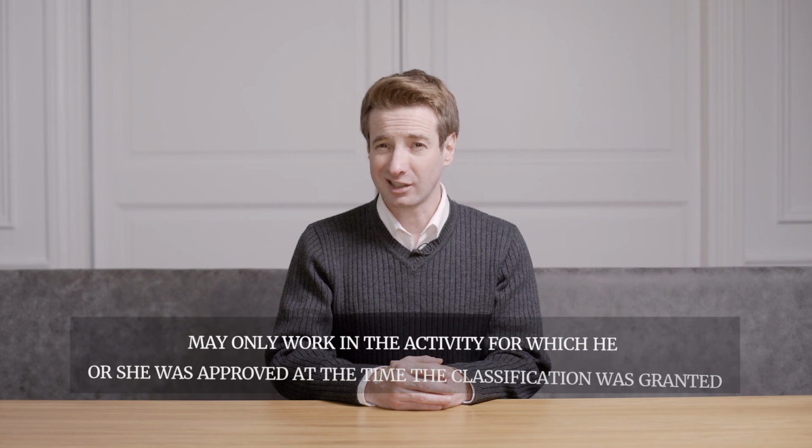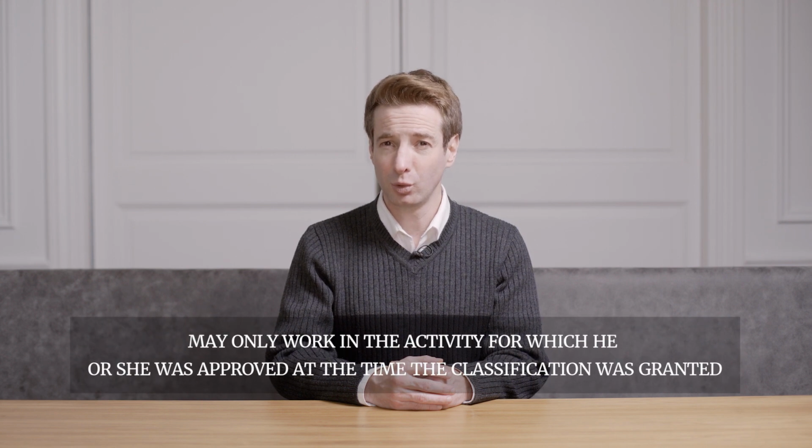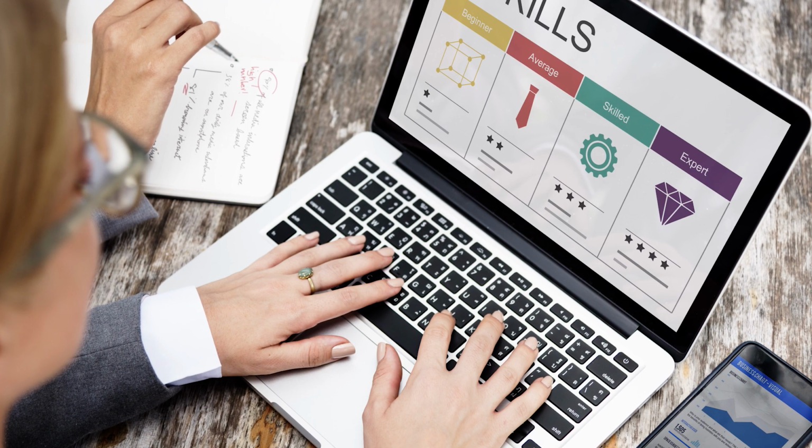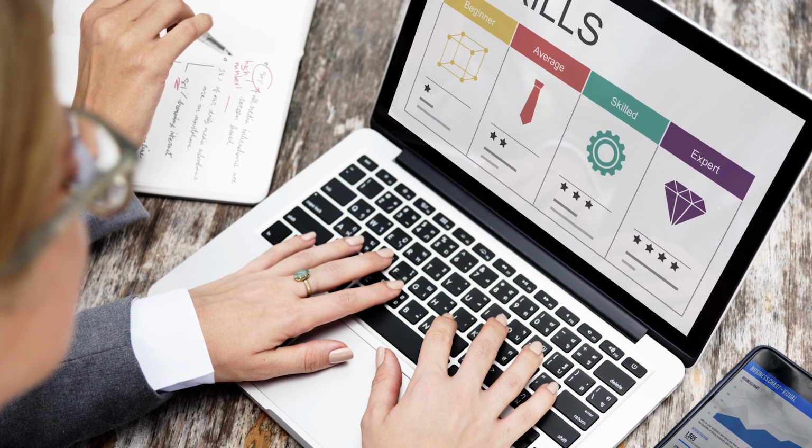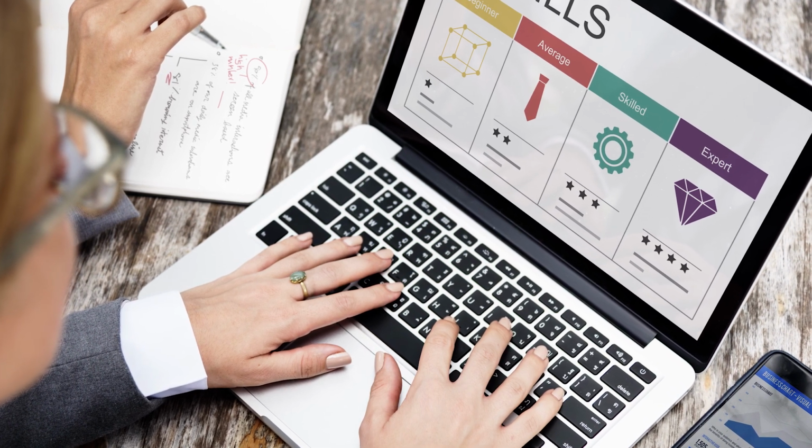Terms and conditions of E-2 status. A treaty investor or employee may only work in the activity for which he or she was approved at the time the classification was granted. An E-2 employee, however, may also work for the treaty organization's parent company or one of its subsidiaries as long as the relationship between the organizations is established, subsidiary employment requires executive, supervisory, or essential skills, and terms and conditions of employment have not otherwise changed.